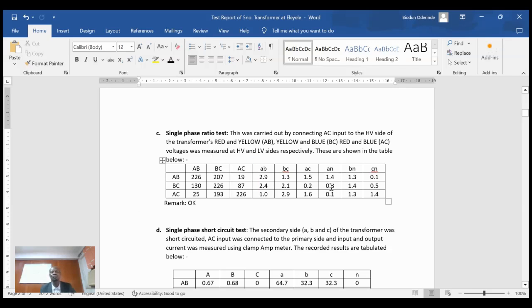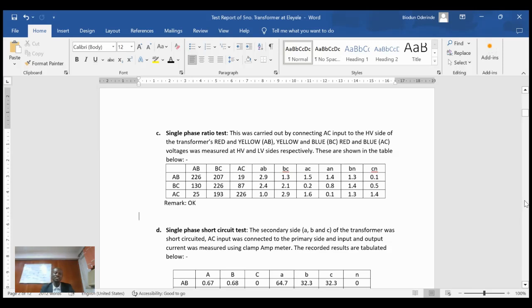The calculated value must equal or almost equal to the measured value, which we now consider the highest. And also, this is the line voltage and this is the phase voltage. You should know that if you want to get phase voltage from the line voltage, you just divide the line voltage by √3. That's how we get phase voltage. Thank you. So that's that about the single phase ratio test.